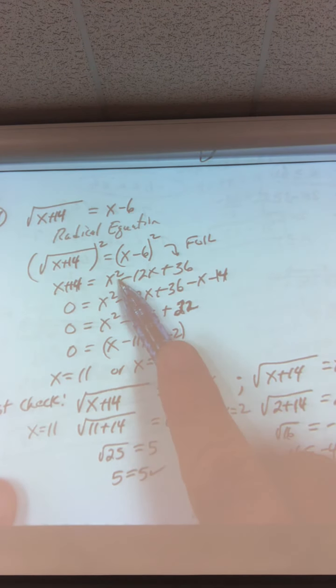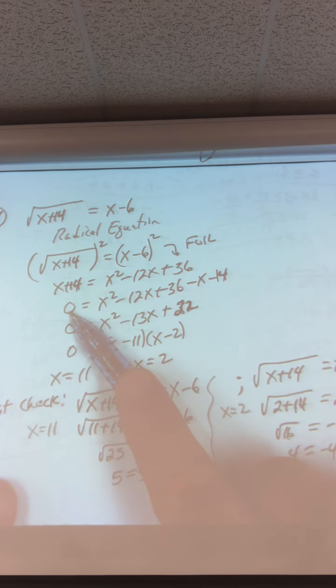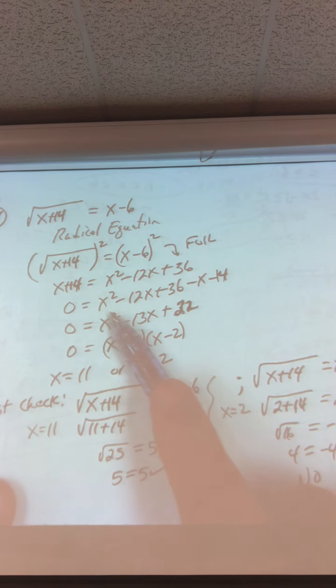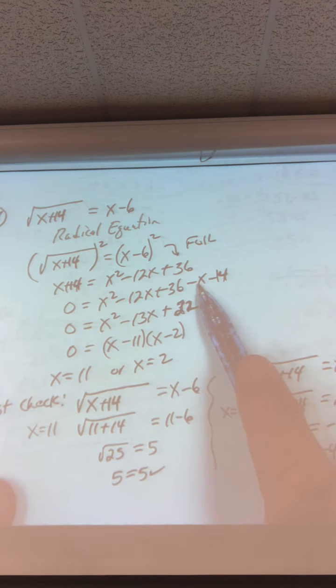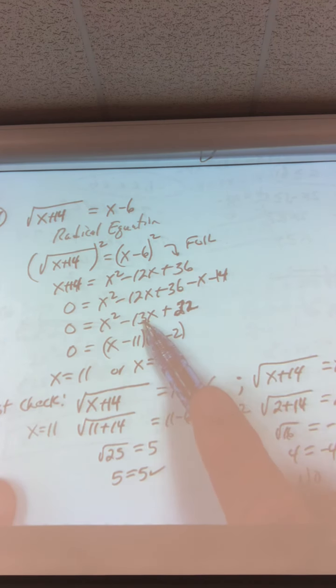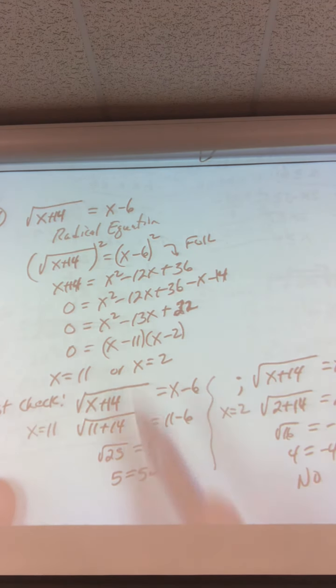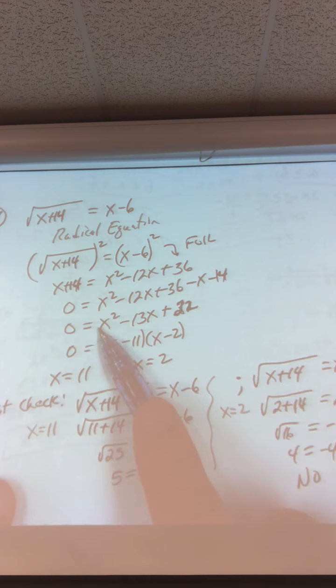This is a quadratic equation. A quadratic equation must be set to 0. So I'm going to bring these two terms over to this side. When I do, they both become negative. Combine my like terms. X squared, negative 12x minus x is negative 13x. And then 36 minus 14 is plus 22. Factor this. It's the easy case.